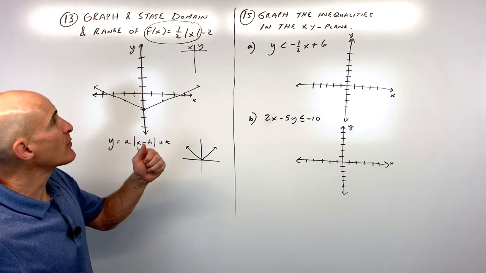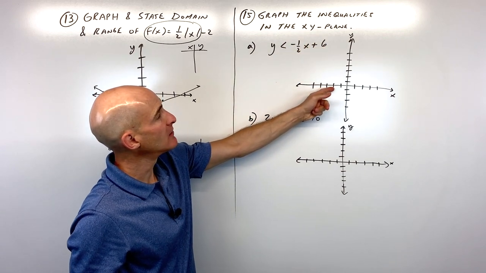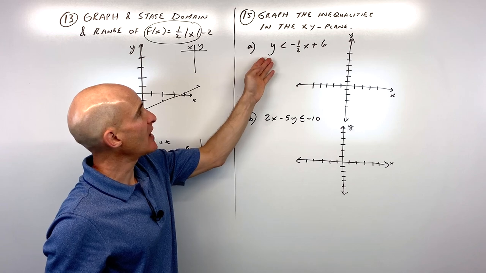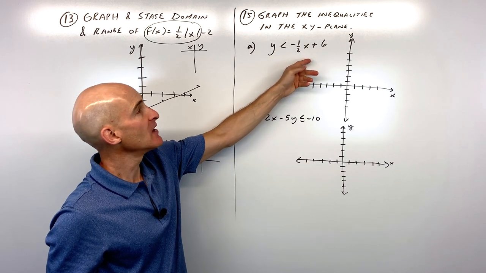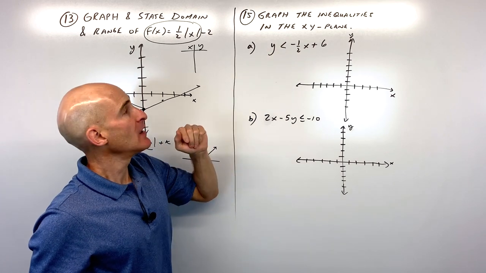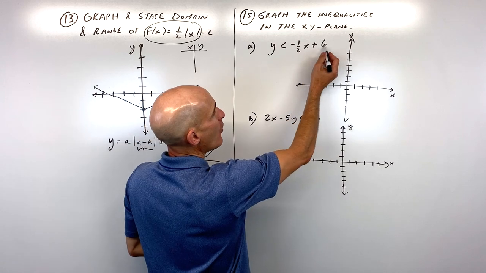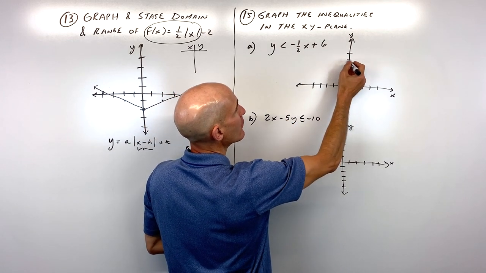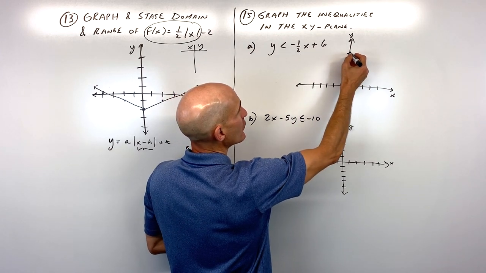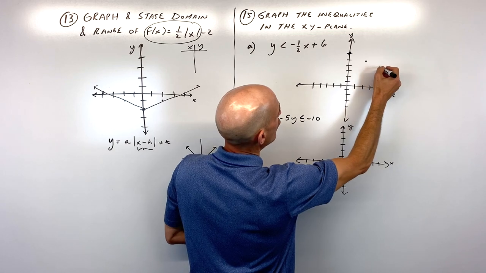Nice. Okay, number 15. It says graph the inequalities in the xy coordinate plane. So we've got two different examples. Now the first one, letter A, see how y is by itself? A lot of students find that it's easier just to get the y by itself and then graph. And this one already is, so it's in slope-intercept form. So what we're going to do is find that y-intercept, 1, 2, 3, 4, 5, 6, crosses right there at 6. The slope is negative 1/2, so from here we're going down 1, over 2, down 1, over 2.